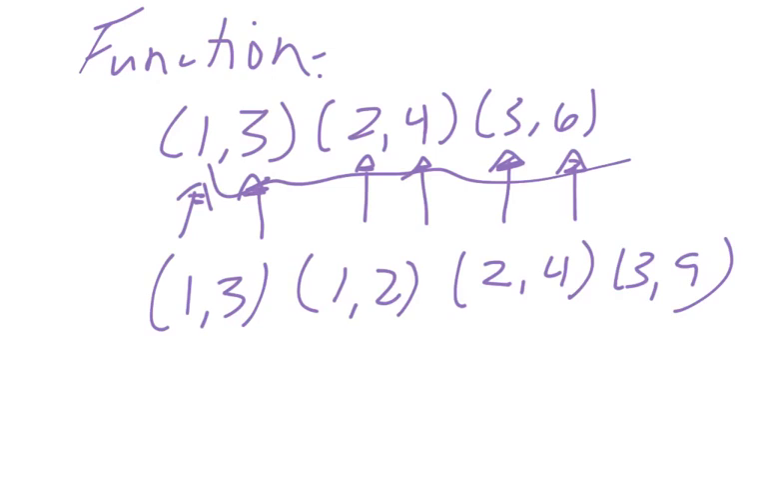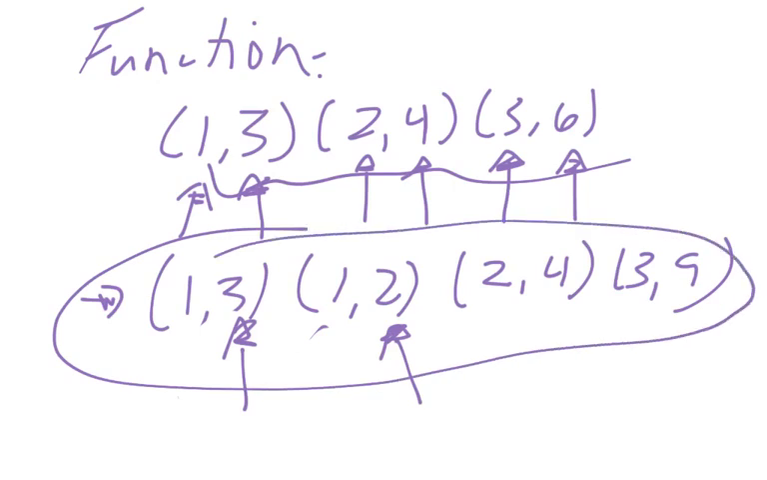This is an example of what is not a function, because when I put in a 1, I could get 2 different answers. When I put in 1, I could get 3 from this relation, or I could get a 2. So this is not a function because the one input has more than one output.